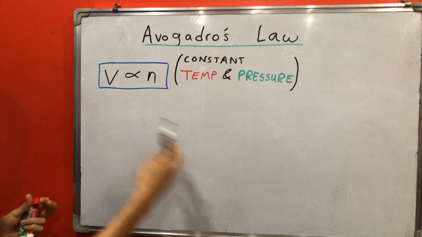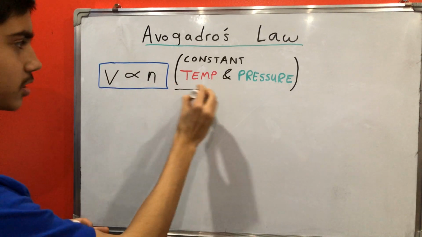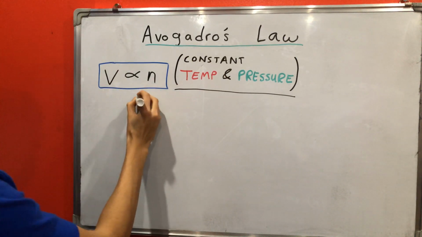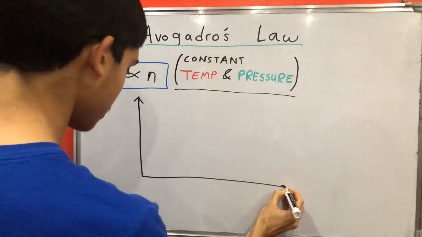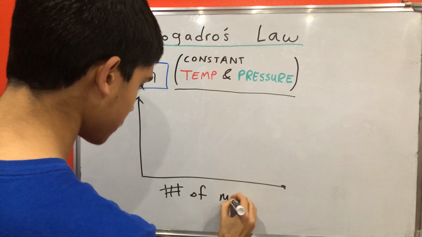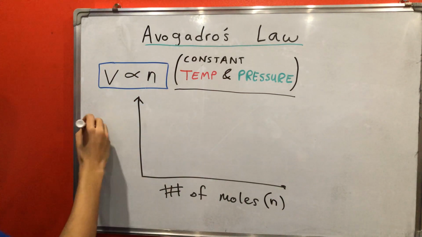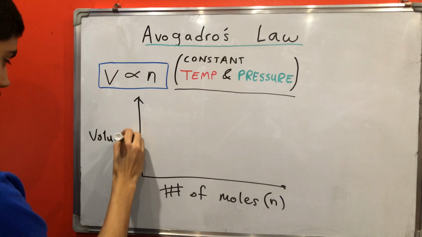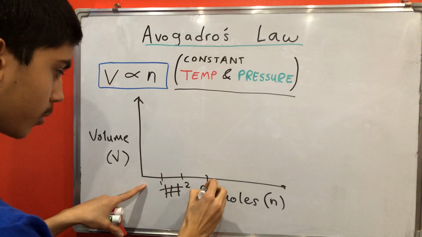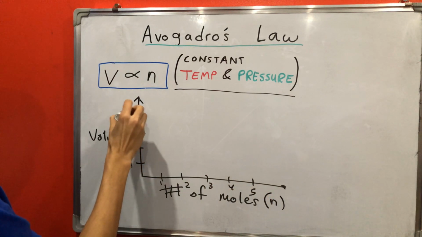So basically what we're trying to say is that the volume is proportional to the number of moles, and you have to have constant temperature and pressure. So let's look at how we can understand what this all really means. So let's say we have a graph, and the x-axis is number of moles, and that's just n, so we can just put in parentheses n, and this axis will be volume, which is just capital V. So the idea is if we have 1, we have 2, we have 3, 4, 5, and then we do the same thing here, 1, 2, 3, 4, 5, right?